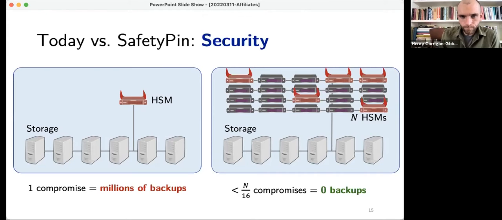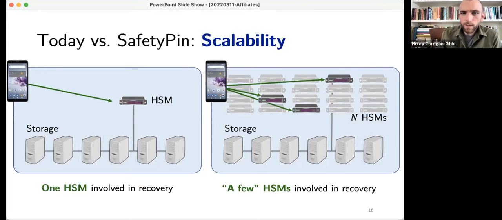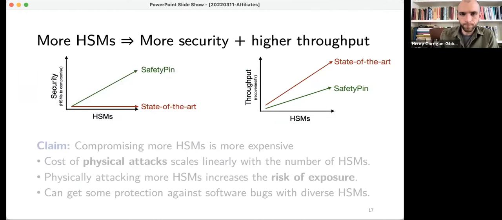In addition, we want to make sure that the system actually still scales well. So today, to recover your backup, you actually only have to talk to one HSM. And with SafetyPin, you only need to talk to a handful of HSMs, like tens of HSMs instead of all the HSMs in the data center. So we try to maintain the scalability property because that's important for operating at Google or Apple scale.